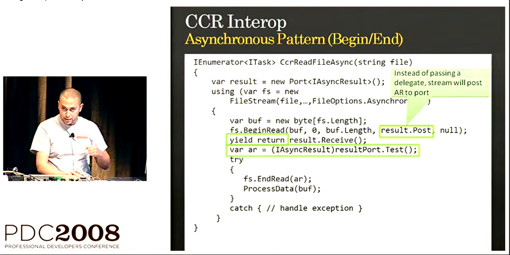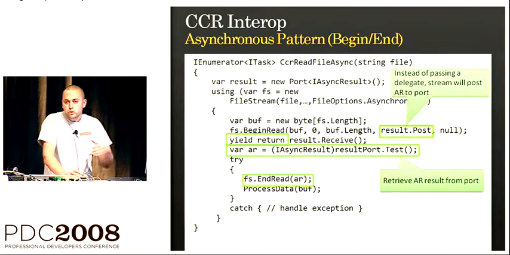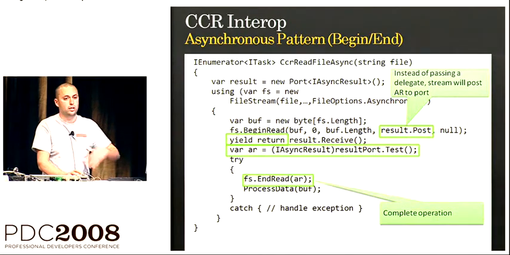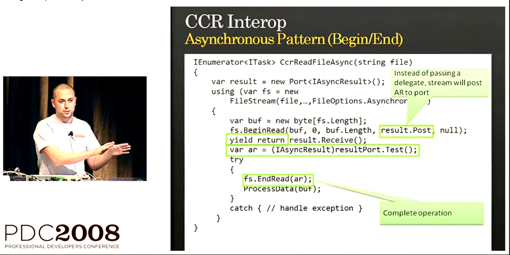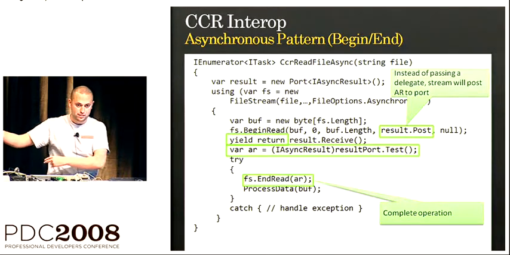Then I'm going to extract it from the port. It's safe because I don't execute until the yield is satisfied. And then I'm going to do the traditional pattern of end read. It's going to give me the bytes read possibly. And then I'm going to do my I/O, like, do something with that data. But this is an APM pattern. You can use the CCR with APM, and just do asynchrony without cascading callbacks.